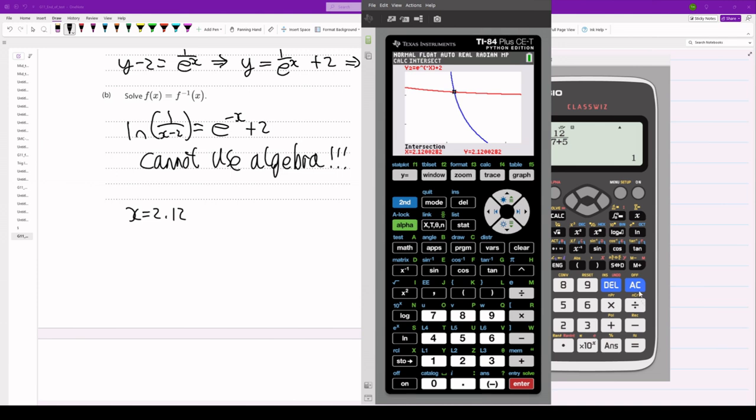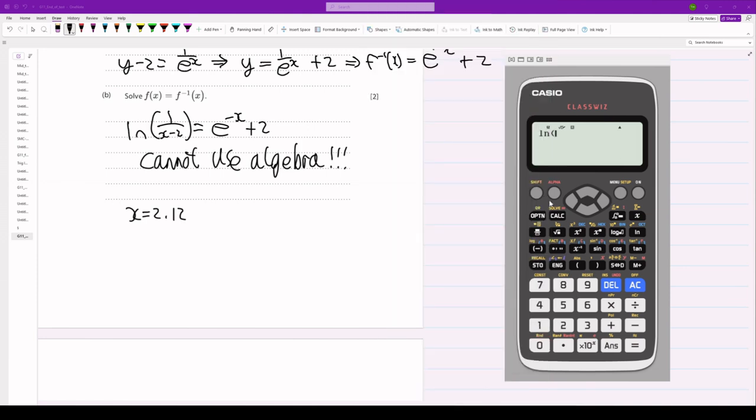If you doubt it, put it in the calculator. Let's hide that one. There we go. Ln of 1 over 2.12, minus 2, is equal to 2.12. And e to the power of negative 2.12, add 2, is also equal to 2.12. I hope this satisfactorily proves it to you.